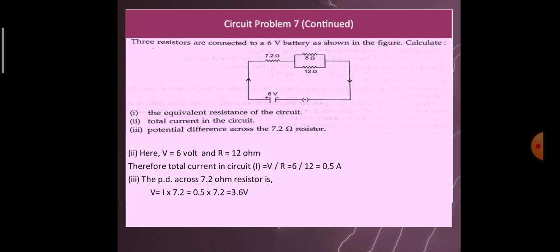The second question, here the value given for voltage is 6 volt and we know R is 12 ohm. Therefore, the total current in the circuit I is V by R, which is 6 by 12 equaling 0.5 ampere. The potential difference across the 7.2 ohm resistor is V equal to IR. Therefore, 0.5 into 7.2 will give the value of the voltage, which is 3.6 volt.